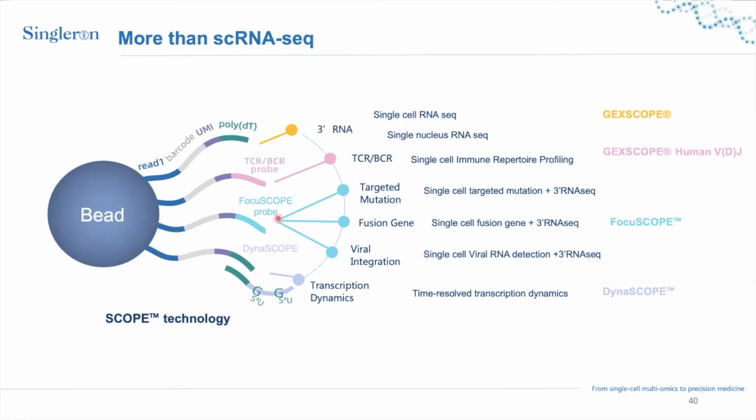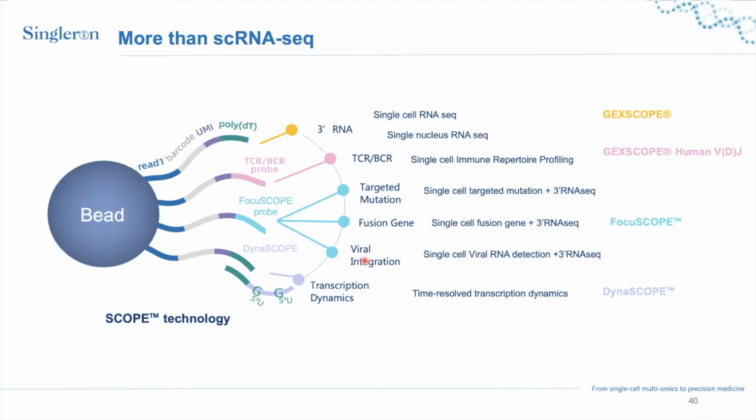We have these two unique products, namely Focuscope and Dynoscope. Focuscope is for targeted sequencing, and it not only detects mutations, it detects them with 3' RNA sequencing. So it detects the whole transcriptome together with the mutation. The same thing goes for fusion genes. And you know, fusion genes are important especially for certain tumors, certain cancers. And our product is, I think, the only one on the market that can detect fusion genes together with the whole transcriptome.